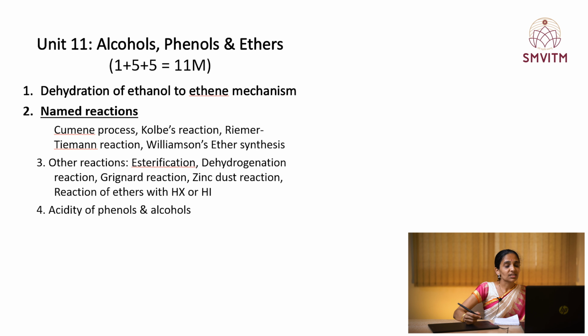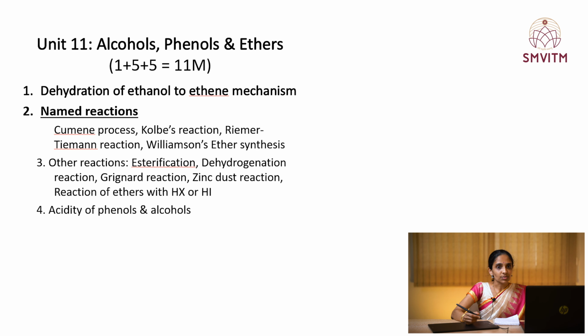This mechanism has got 3 steps. First step is protonation of ethanol. The second is loss of water molecule to form an ethyl carbocation. And in the third step, elimination of proton takes place to form the alkene ethene. You have to give the equations for all the 3 steps with the arrow marks and the charges wherever they are required.